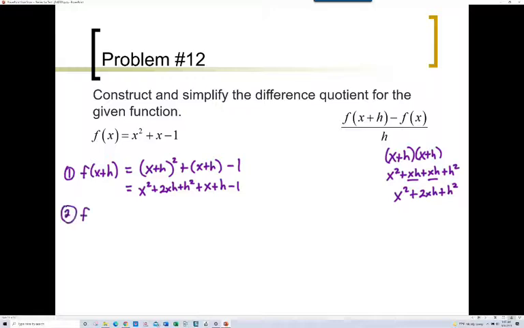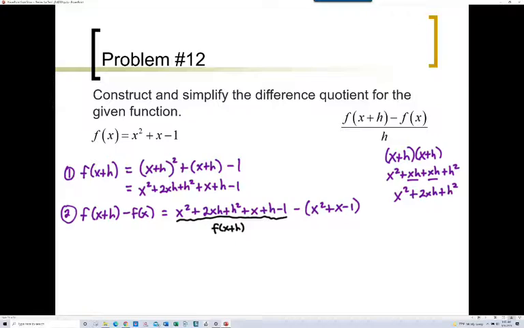So next we're going to find f of x plus h minus f of x. We're basically finding the numerator now. So we're going to start with f of x plus h. We just found that. That's this right here. And we're going to subtract f of x. So that's f of x plus h. We're going to subtract f of x, which is x squared plus x minus 1.